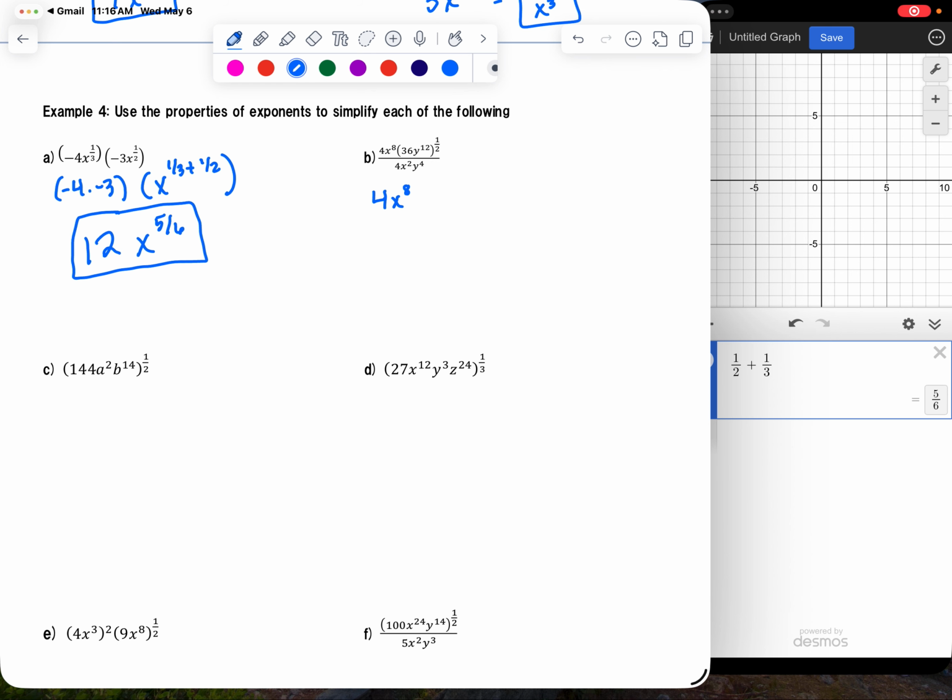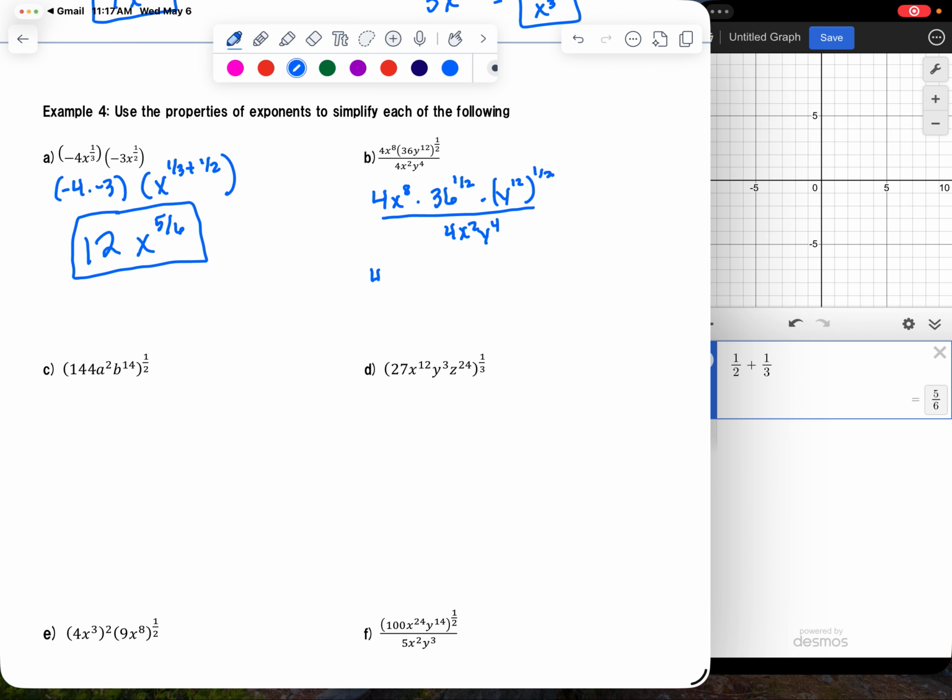But we need to raise everything in that parenthesis to the 1/2 power. So this would be 36 to the 1/2 power times y to the 12 raised to the 1/2 power. And again, we can't do anything to the denominator, so let me just write it down as is. All right. Now let's simplify the top.